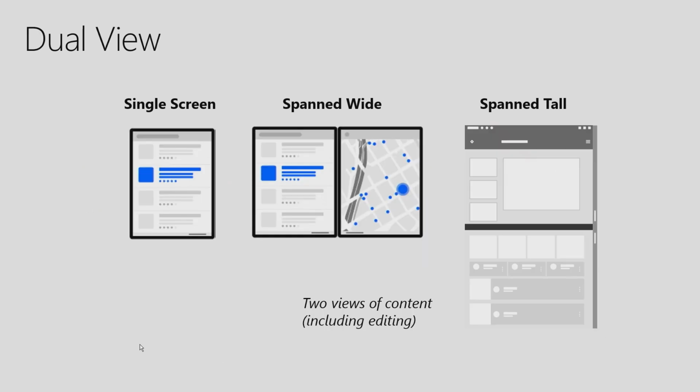Dual view is subtly different to master detail. In this case, the two screens provide a way to compare or to contrast versions of the same content side by side, like two images, two lists, or two documents. Alternatively, you can provide different perspectives on the same data.